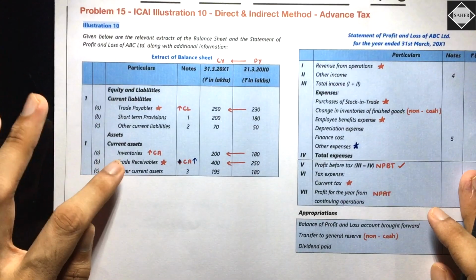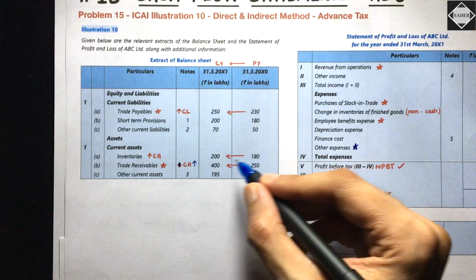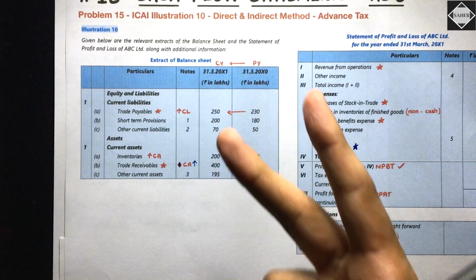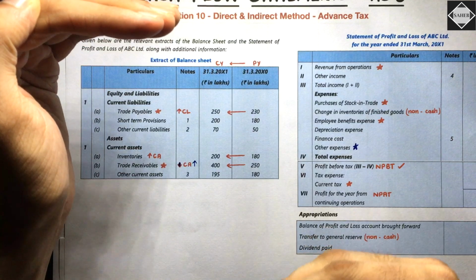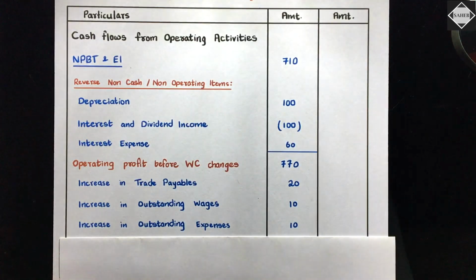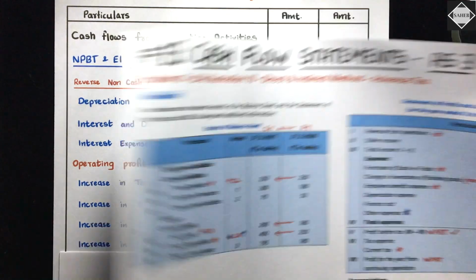Then we have current assets, inventories. What is happening to inventory? From 180 it has become 200, increase of 20. If current asset increases, it means negative impact on cash, cash will decrease. So increase in inventories, minus 20. Is it clear? Next, we have trade receivables.